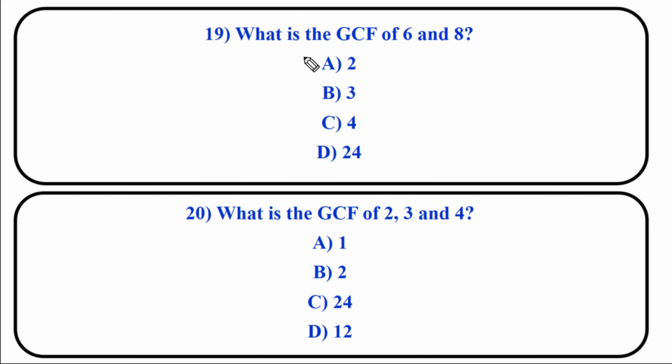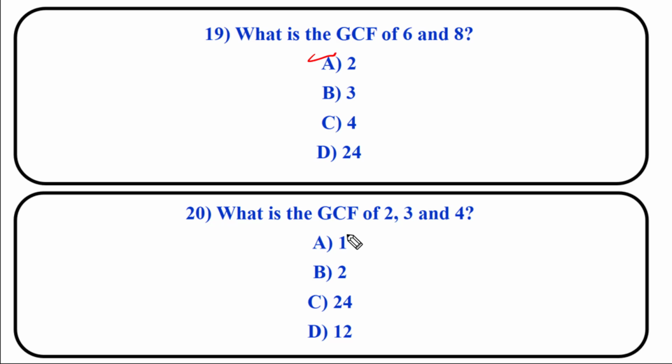Number 19, what's the greatest common factor of 6 and 8? Ask yourself now, guys, 6 and 8 are divisible by what? Yes, they are divisible by 2. So the greatest common factor is 2. But if you look at 3, 4, and 24: 6 is divisible by 3, but 8 is not divisible by 3. 8 is divisible by 4, but 6 is not divisible by 4. 6 and 8 are not divisible by 24. So the GCF of 6 and 8 is 2.